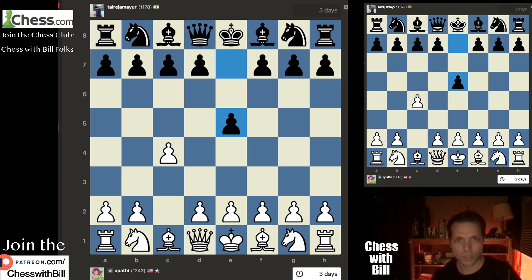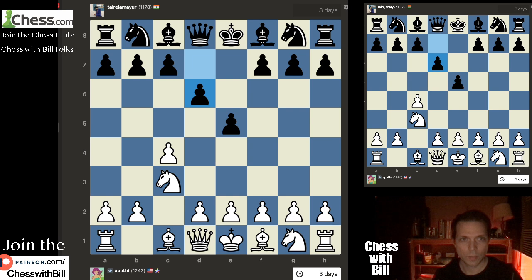Alright, so I did the English. They do the, what is this called? The King's English variation. I've heard this called something else. The reverse Sicilian, I believe. I guess it depends on, oh, now it's the reverse Sicilian since I did C3. Okay. So they do this move. I'm sure that's a book move. Looks like a great move to me.